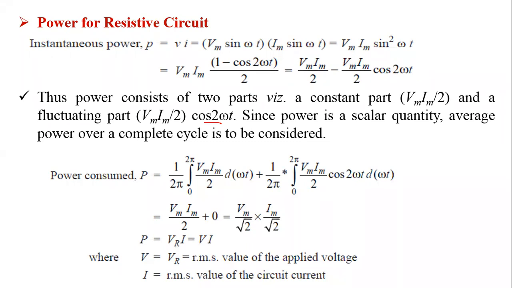So how can we find the average value of anything? Already we have seen this type of equation. 1 upon 2 pi integration 0 to 2 pi this small p into d omega t. But small p has these two components. The first component is Vm Im by 2 into d omega t and the second one is Vm Im by 2 into cos 2 omega t into d omega t.